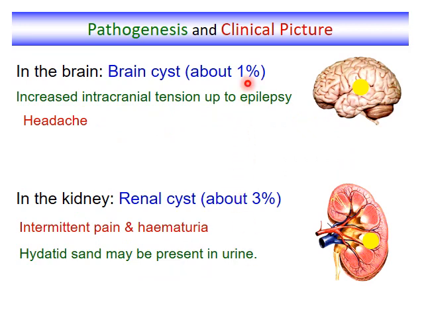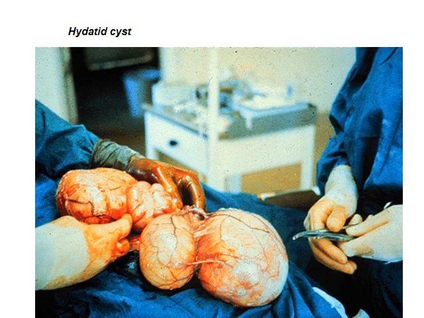About 1% of the hydatid cysts are seen in the brain, and the patient presents with complaints of headache. And 3% are renal cysts with complaints of hematuria and intermittent pain. This is a picture of hydatid cyst. Remember that the outcome of hydatid disease depends upon the size of the cyst and its location.